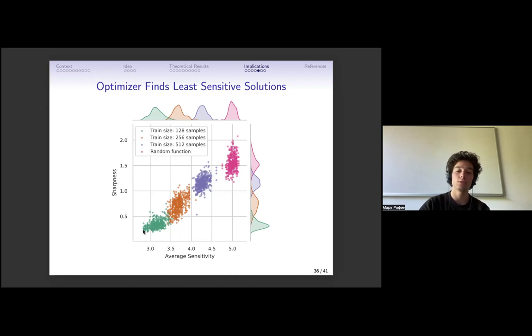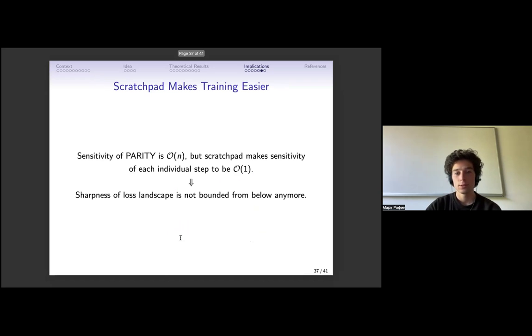So it was known that the transformer picks the function with the lowest sensitivity, but here we can also prove that it does this because the function with the lowest sensitivity has the flattest minimum. And when you take the freedom away from the transformer, it starts picking functions of higher and higher sensitivity, because only they can explain the train set, and the sharpness of the solutions increases.